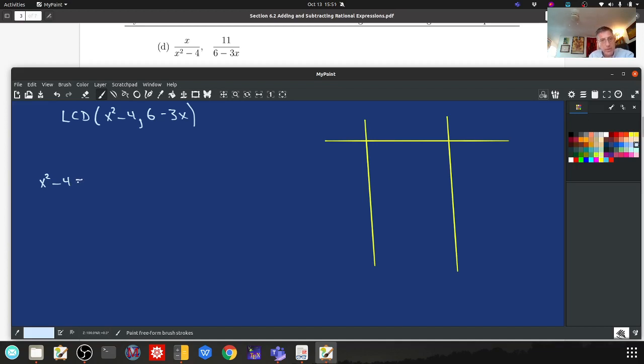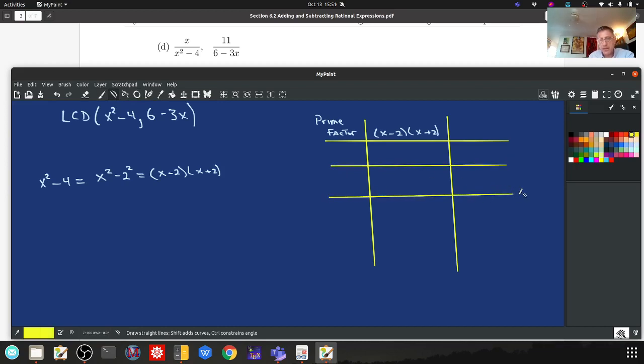So x squared minus 4, the first thing we do is we factor that. That's the same as x squared minus 2 squared, which is the difference of squares factorization. That's x minus 2 times x plus 2. So my prime factors. And my first term, I'm not going to write as x squared minus 4. I'm going to write it in its factored form as x minus 2 times x plus 2. And I just found two prime factors.